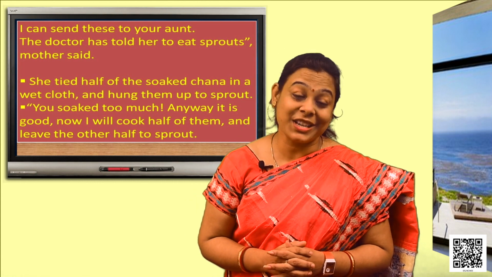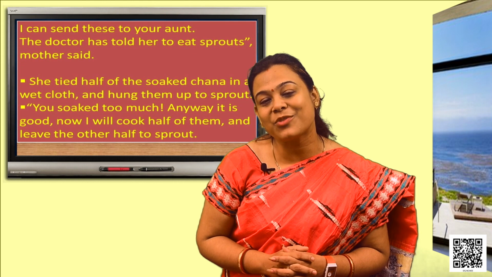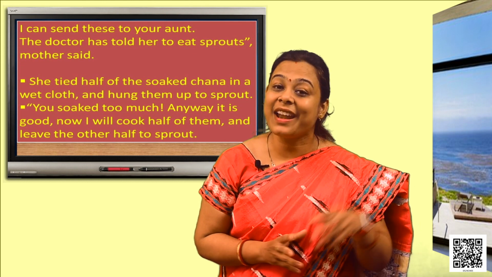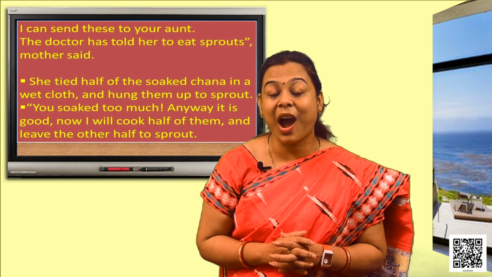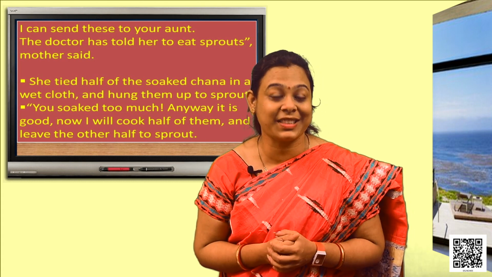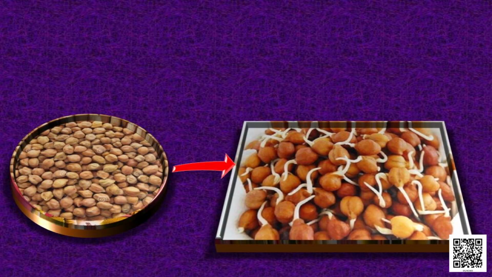Now what did she do? She put some chana in a wet cloth and hung them to sprout. Now you want to know how the seeds looked after they sprouted? Just see the picture. This is the chana before soaking. It's very hard. It is dry. And when you soak them in water, children, it becomes soft. And you could see a shoot also, some white shoot which comes out of it.